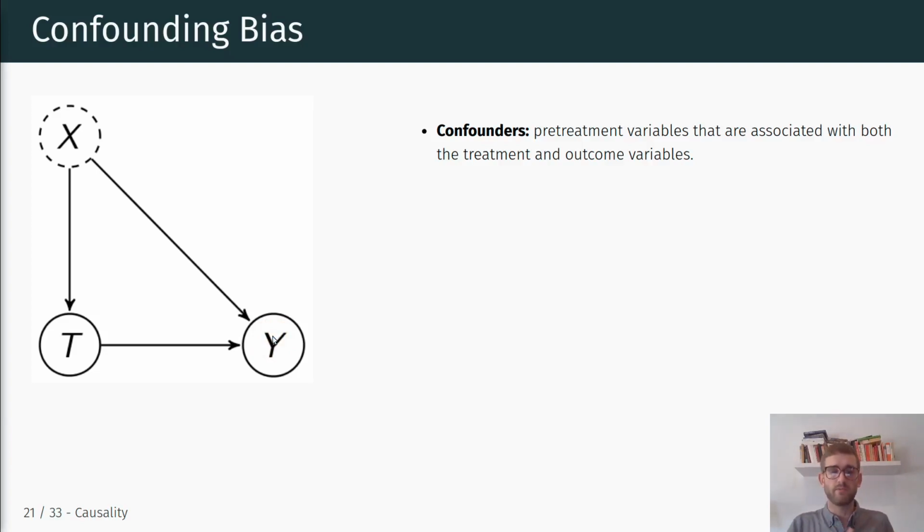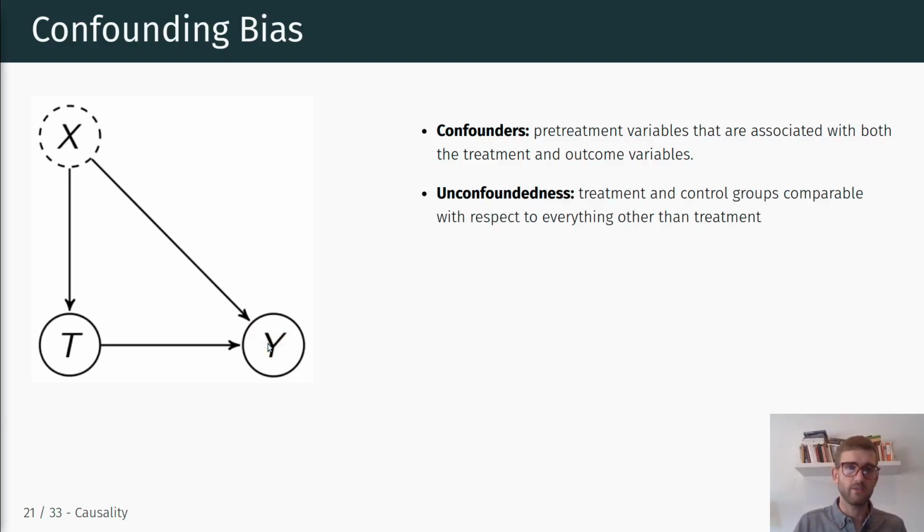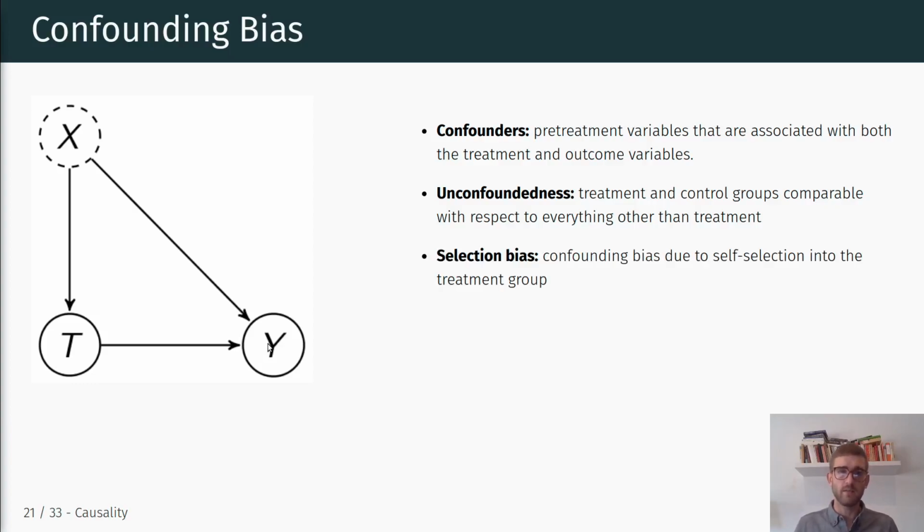So people from a poorer background have potentially lower life expectancy. So this is a potential confounding factor. Unconfoundedness means the absence of confounders. That means the treatment and control groups are comparable with respect to everything other than the treatment. And as soon as we have confounding bias, as soon as we have confounders that affect both the treatment assignment and the outcome, then these groups are not comparable by themselves anymore, and we have potential bias.